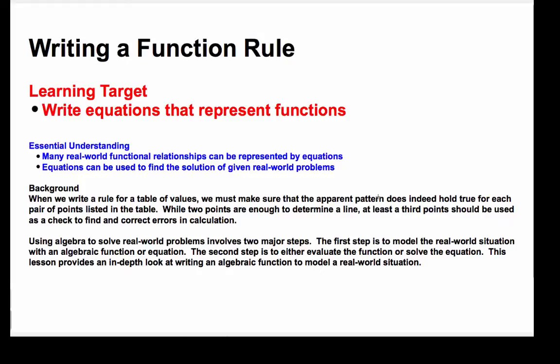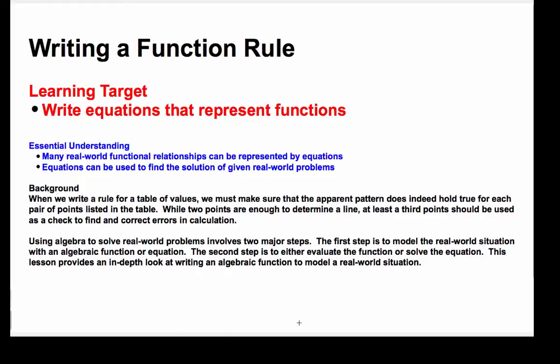Our learning target for the lesson is that we want to be able to write equations that represent functions. Some essential understanding for you for the lesson: many real-world functional relationships can be represented by equations. Equations can be used to find the solution of given real-world problems.